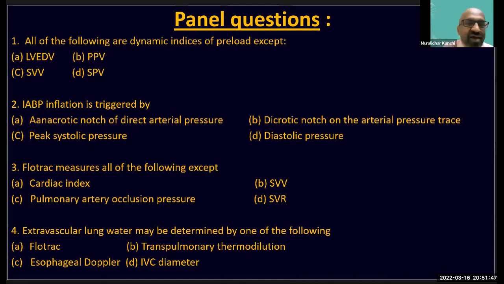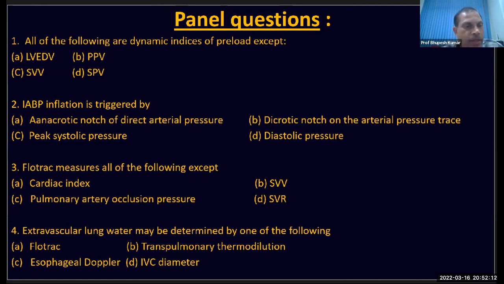I will go to Dr. Bhupesh. Bhupesh, IABP inflation is triggered by which of the following events in the arterial pressure tracing? Is it anacrotic notch, dicrotic notch, diastolic pressure, that's the least pressure in the arterial waveform, or the peak systolic pressure? The answer to this is the dicrotic notch on the arterial pressure trace.